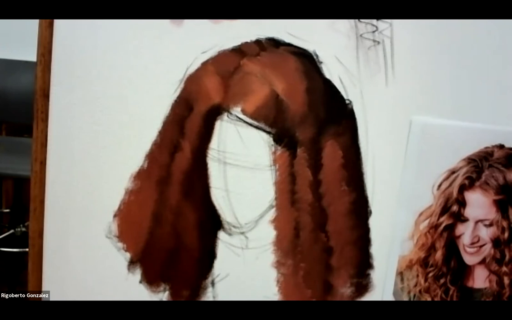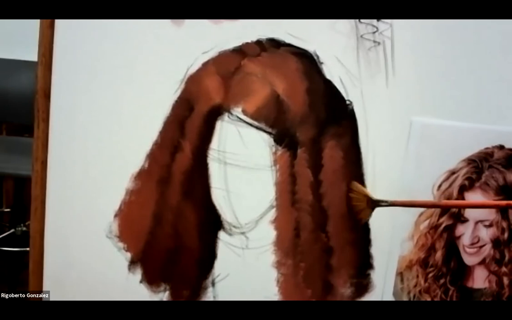Okay, we're almost, I think I can finish this. We have a few more minutes now. Don't get crazy with the fan brush. I'm just kind of dab this so that it blends here. I don't want to lose the form.